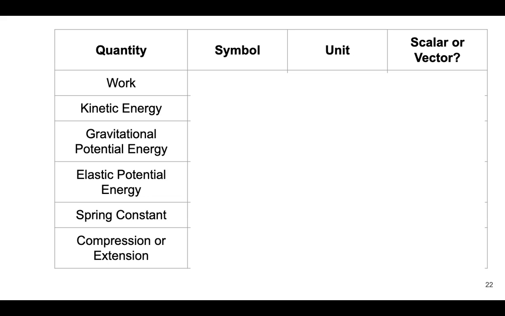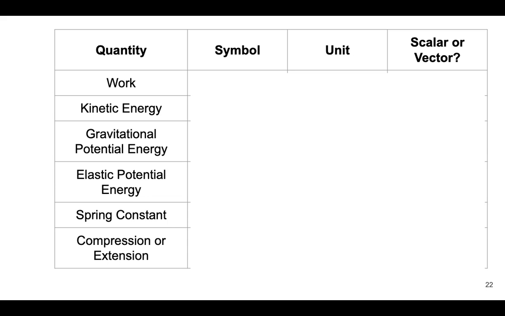Then we get to elastic potential energy, EPE. So its symbol is, I just gave you the answer, it's EPE. Its units are joules. Is it a scalar or a vector? It's a scalar. Spring constant.